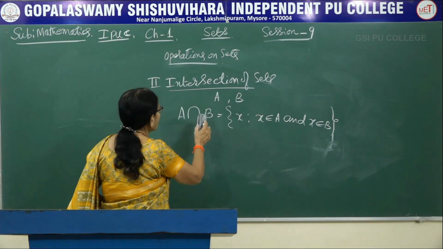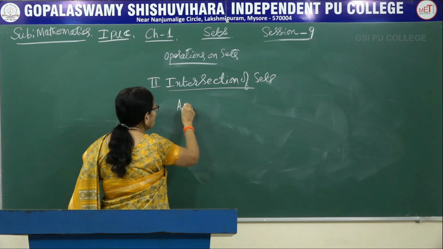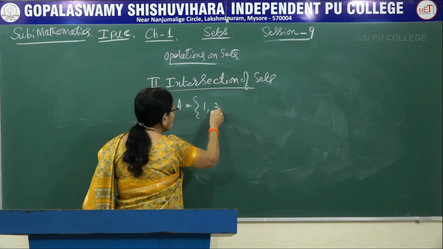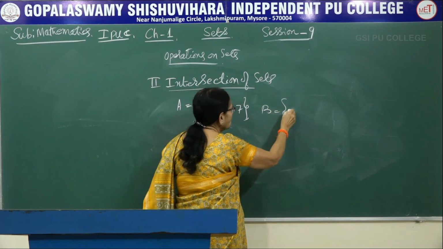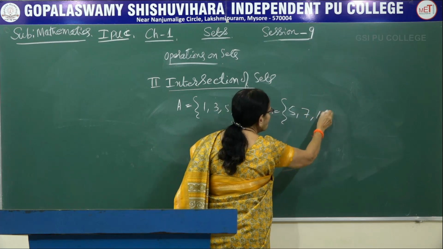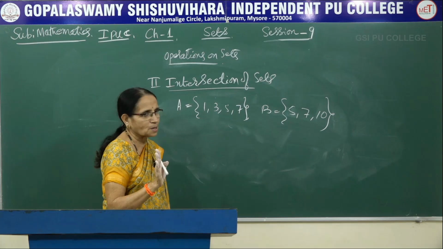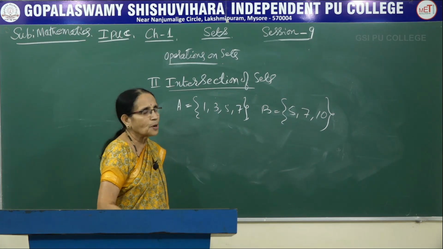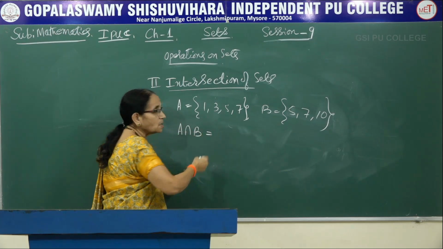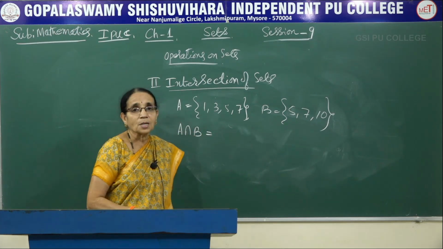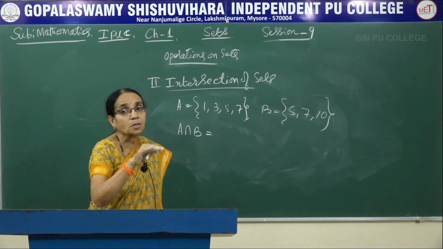Now let me take an example. Set A contains 1, 3, 5, 7. Set B contains, say, 5, 7, 10. Set A is containing 4 elements: 1, 3, 5 and 7. Set B is containing 3 elements: 5, 7 as well as 10. Now I am asking you to find the intersection of the two sets. What is the definition? It should contain the common elements, the elements which are present in both of them.